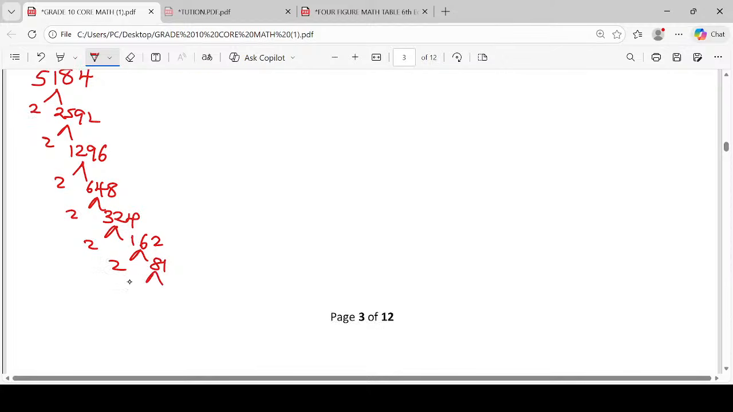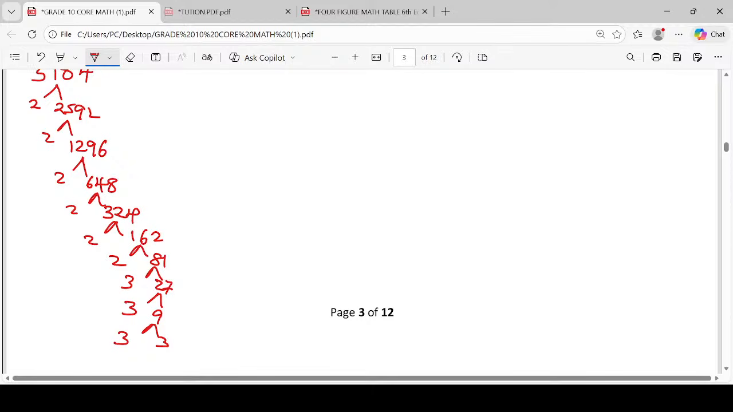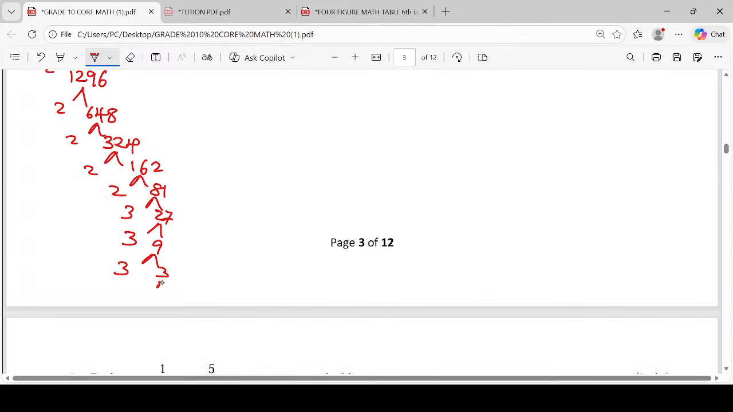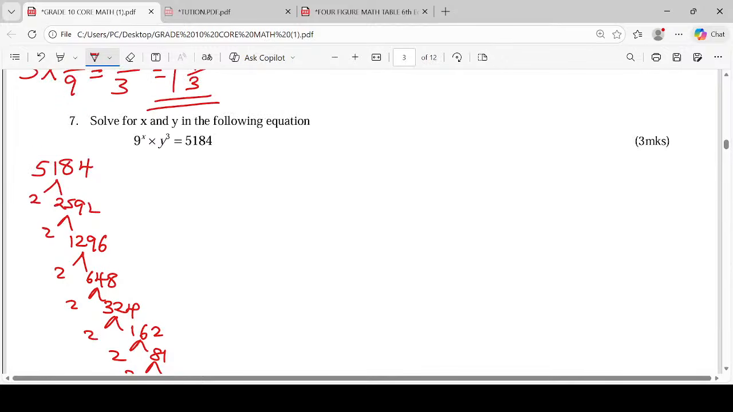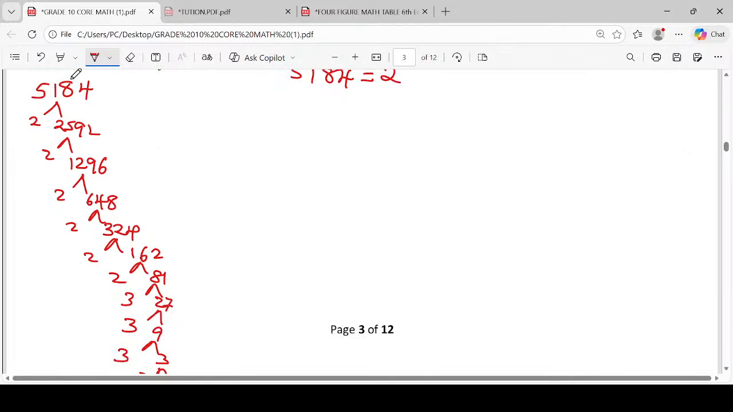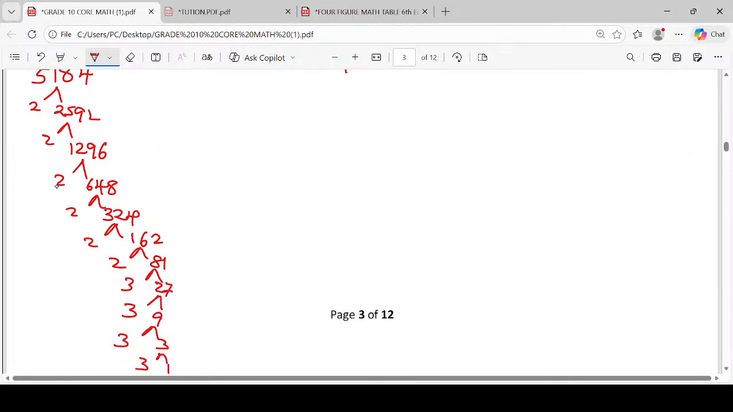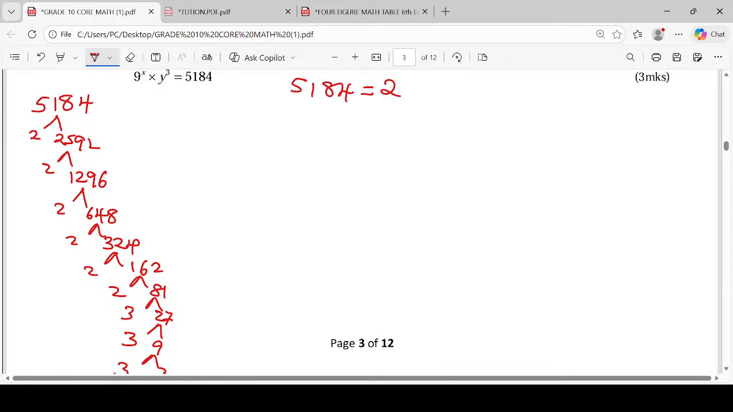By 3 now here, 27. By 3, 9. Then by 3, 3. By 3, 1. So this means 5184 can be written as 2 raised to the power. How many times have we written 2 here? Let's see: 1, 2, 3, 4, 5, 6. So this is 2 to the power of 6.